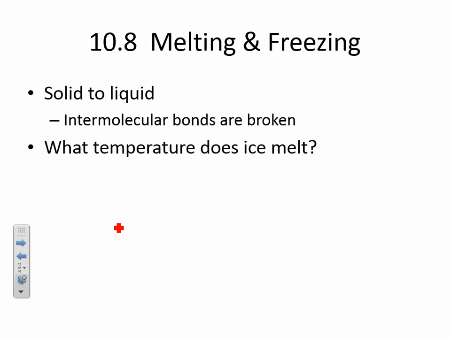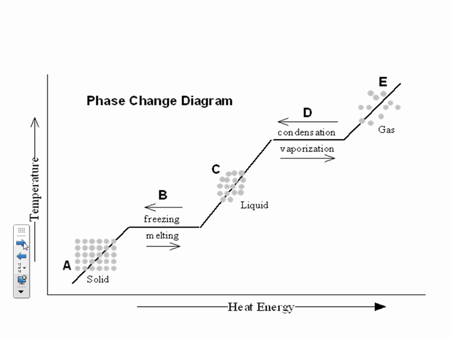So melting and freezing. In melting and freezing, you're going from liquid to solid or solid to liquid phases, and your intermolecular bonds are broken. That's the bonds between molecules. So what temperature does ice melt? You know that water freezes at 0 degrees Celsius, but what temperature does ice melt at?